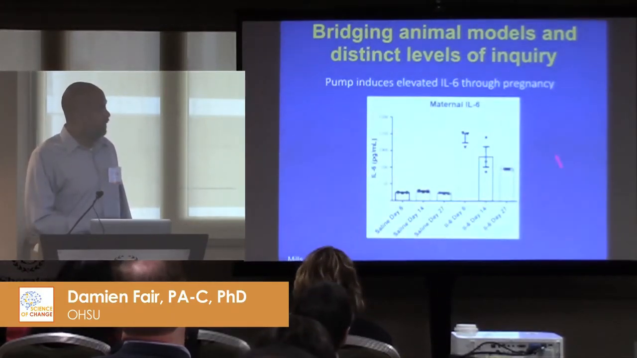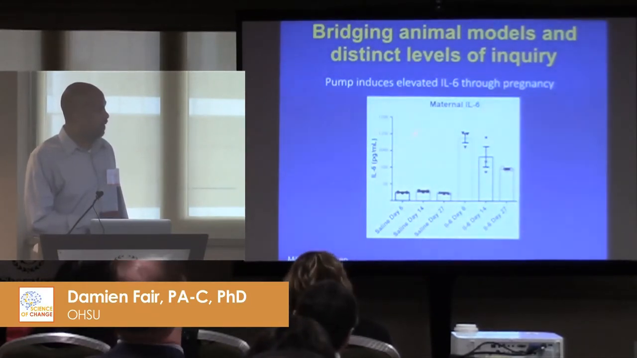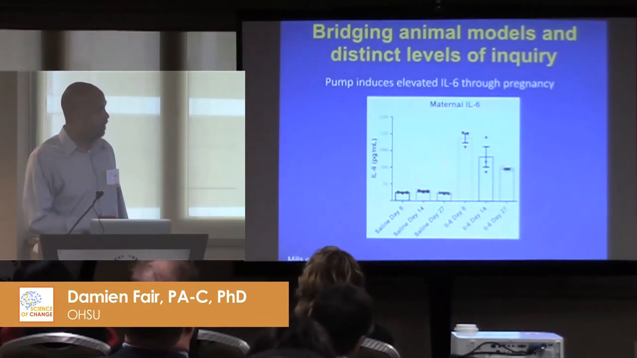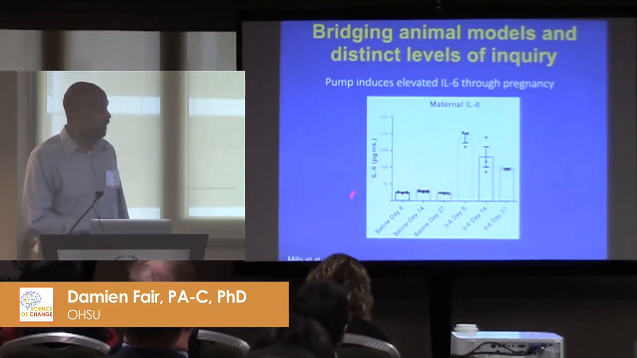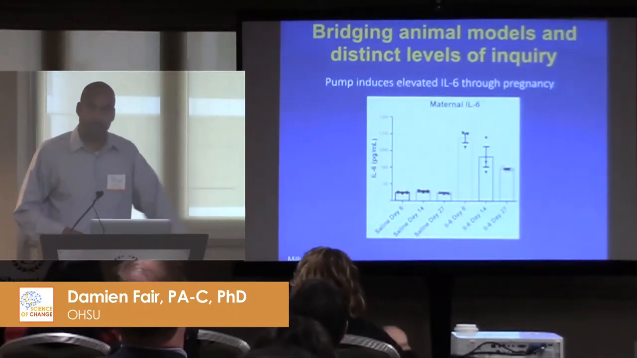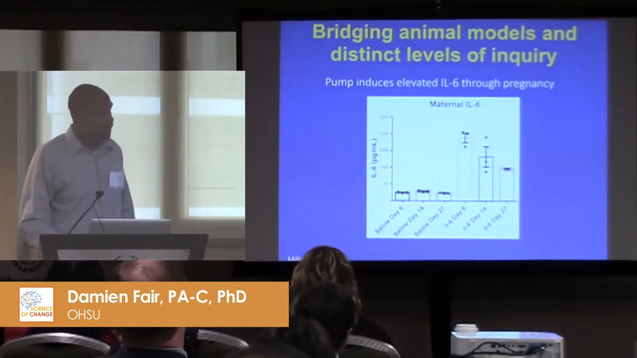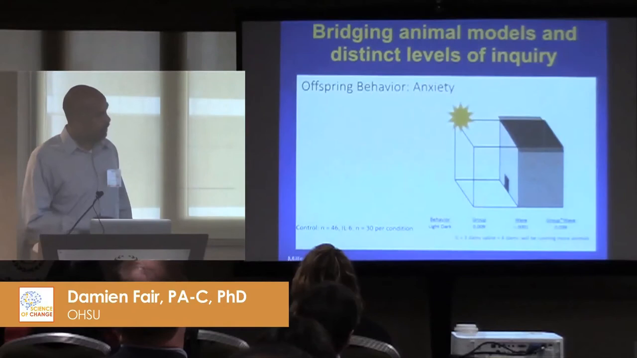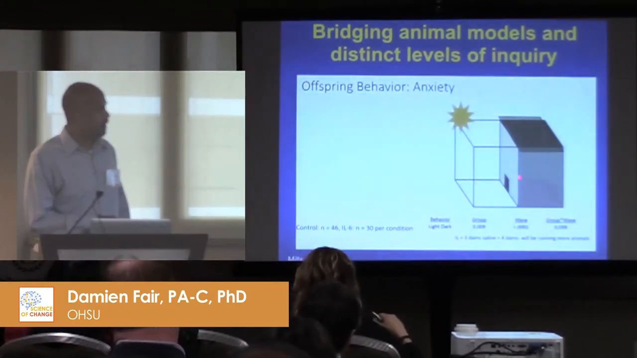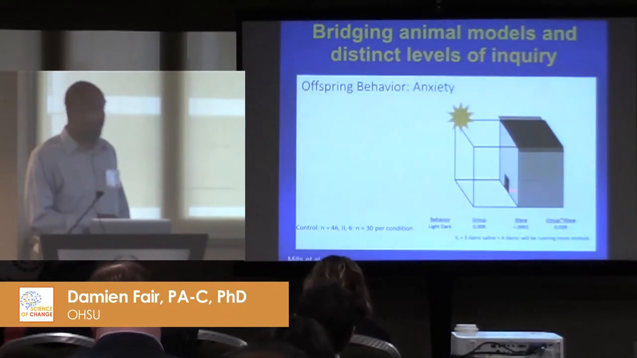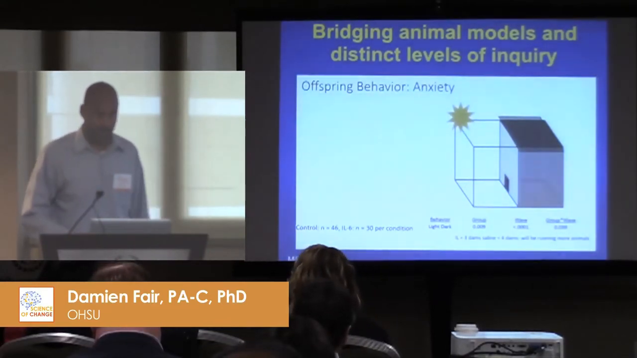So what we see is that during pregnancy, first, that the pump works: in moms, the level of IL-6 during pregnancy is much higher than if you just give saline with the pump, that's the control. And we see some changes in behavior. So this is the light dark box, where you essentially are measuring the amount of time the animal stays in the light. If they stay in the dark a lot more time, they're more anxious.